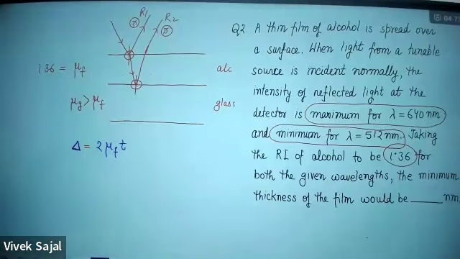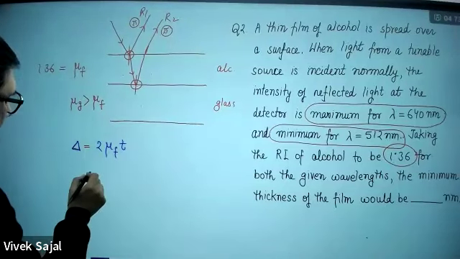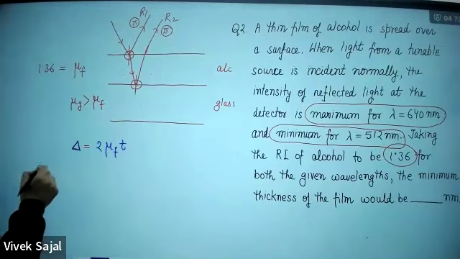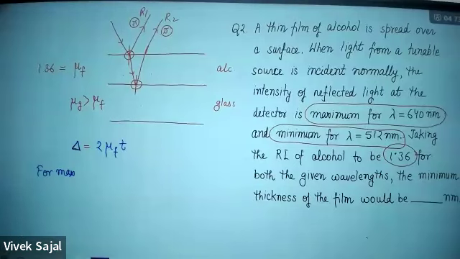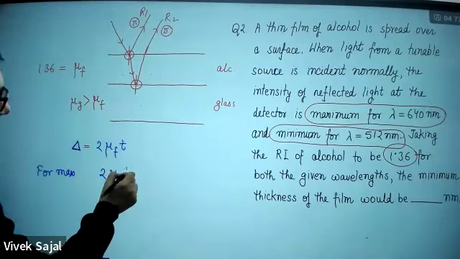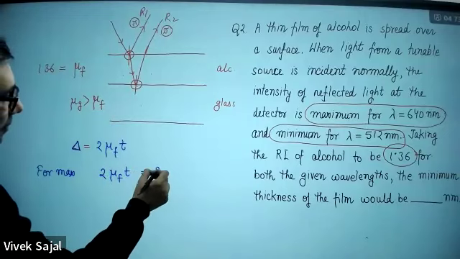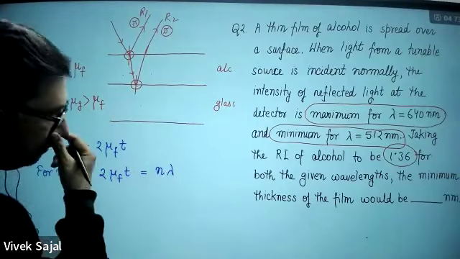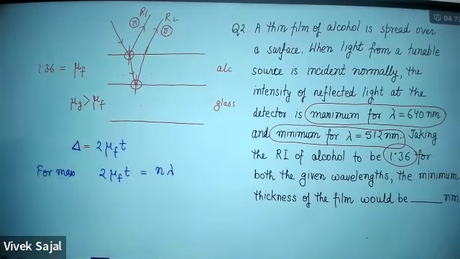2 mu t, for maxima, it will be n lambda. And what will it be for minima?